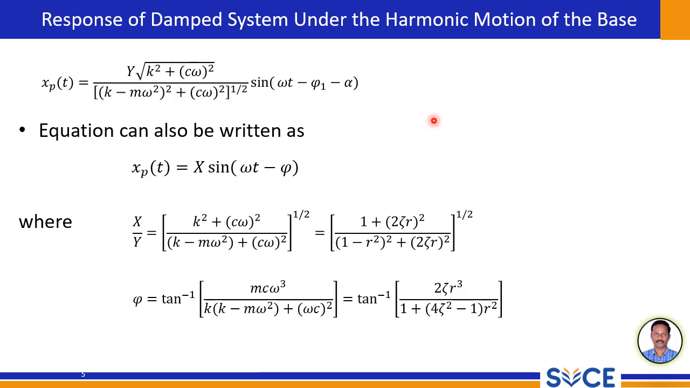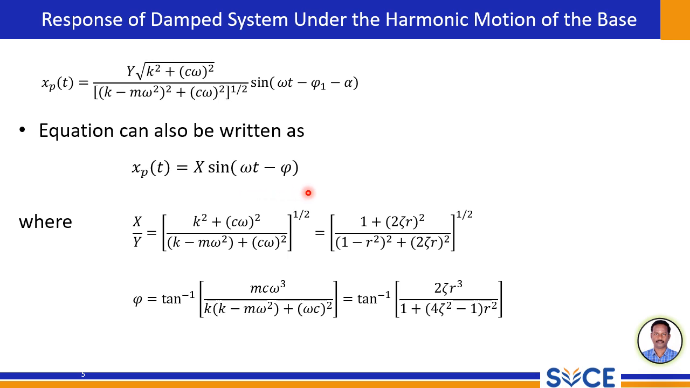Let's further simplify the expression for the steady state response we derived in the previous slide. We have this rather lengthy expression for x of t. While it's accurate, it's not the most convenient form for analysis and interpretation. Hence, we can rewrite this equation in a more compact and insightful form. That is, x of t equals X sin of omega t minus phi.